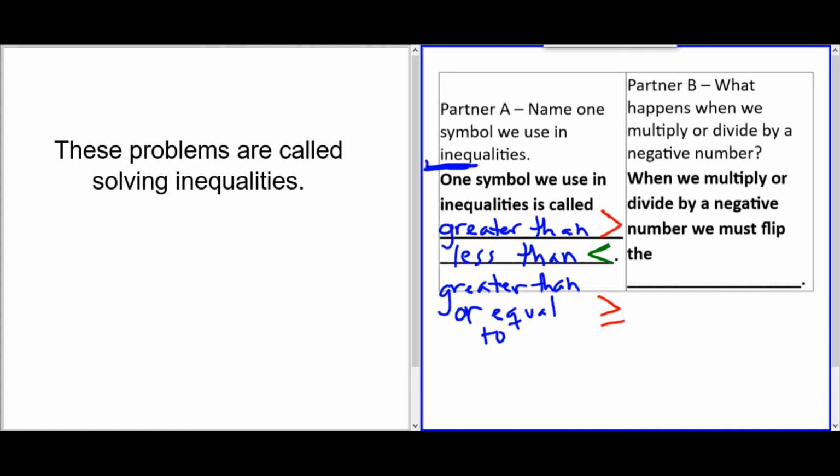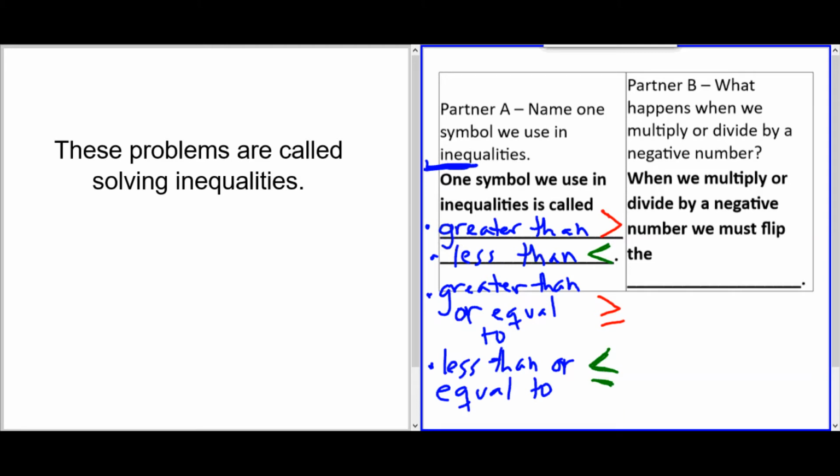The last one is, so there's 1, 2, 3. The last one is the less than or equal to sign. Less than or equal to. And that's going to look very similar to the green one, except it's going to have part of an equal to sign with it. So these are the 4 inequality signs that we have.